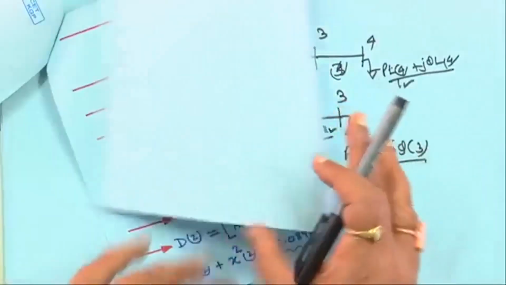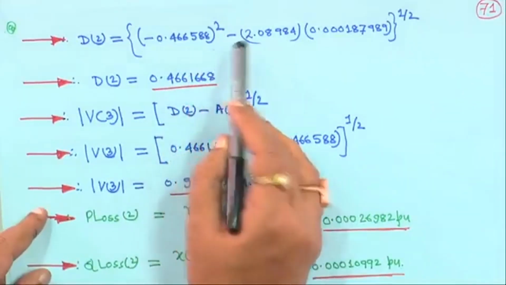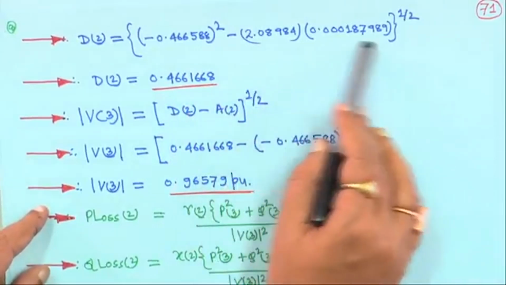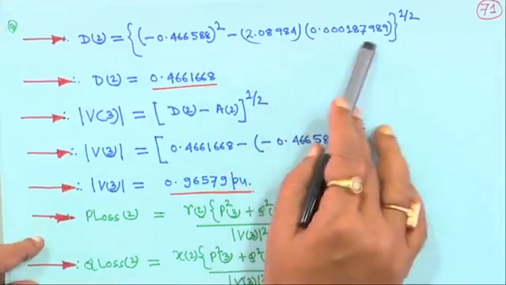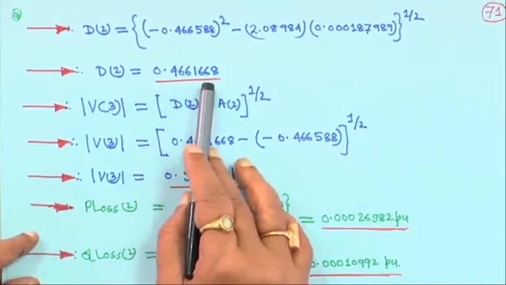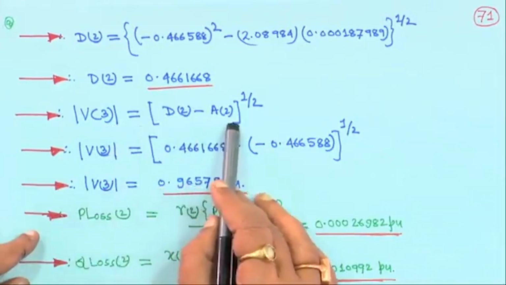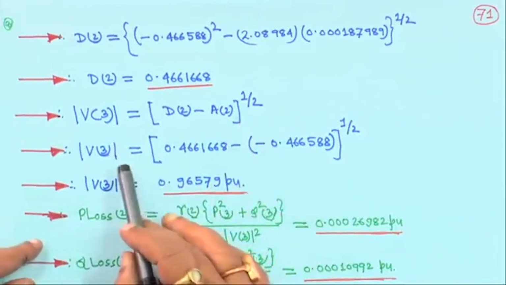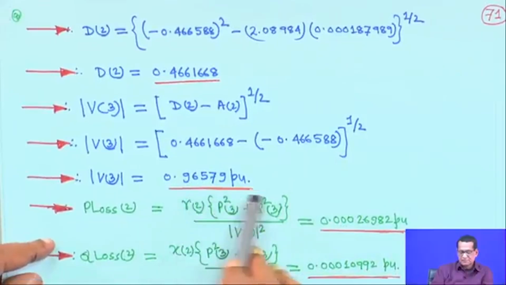Therefore, this D2 will be minus 0.466588 square minus R3 square plus X3 square into P3 square plus Q3 square, to the power half. It comes actually 0.46616668, right. Therefore, magnitude of V3 is equal to D2 minus A2 square to the power half. Therefore, V3 is equal to this much, right. So, it is coming 0.96579.